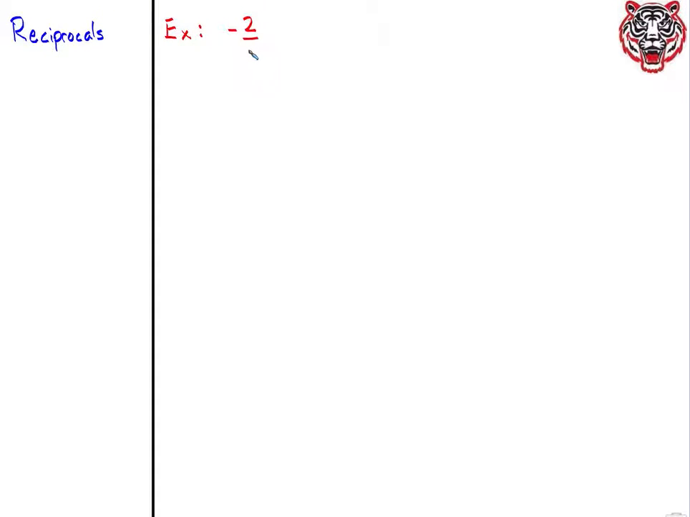Negative 2/3. The reciprocal of negative 2/3 is negative 3/2. Here's another one. Let's say positive 1/4 turns into 4/1, which is also equal to what? 4/1? 4. 4, yeah. I heard Elliot and Colby give it to us. 4. All right, so now we know what a reciprocal is, right?